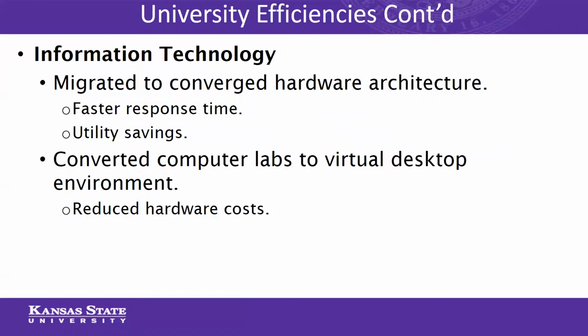In terms of IT infrastructure, which is always a very costly component for institutions, we've migrated to converged hardware architecture, which provides faster response times and utility savings. And then we've converted a lot of our computer labs to virtual desktop environments, so that saves the hardware cost of having all those desktops.